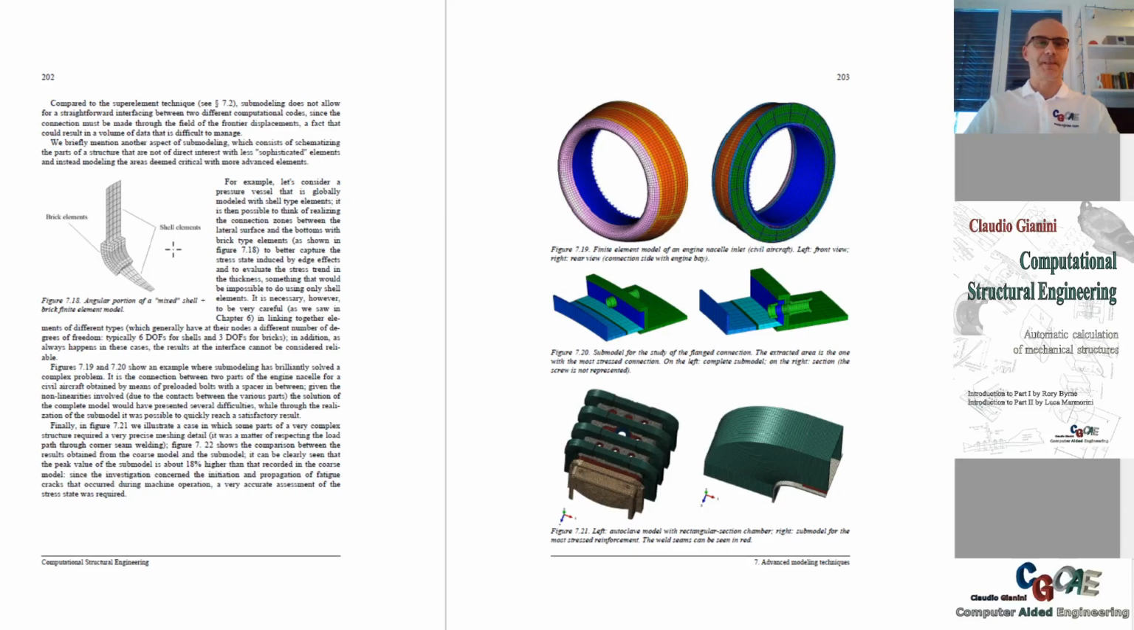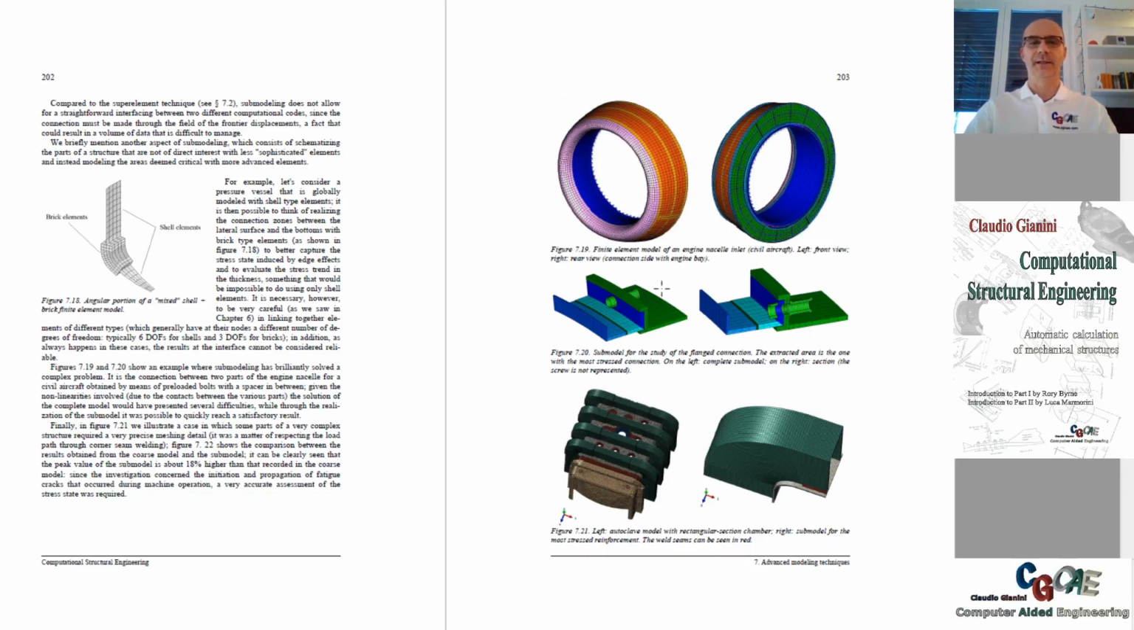Then, still talking about submodeling, as we also saw in chapter 6, we can mix different kinds of elements, which is again a sort of submodeling. For the portion of the model where we are more interested in the stress distribution, we can use the most appropriate elements, in this case brick elements, which will have all the stress components, and then use shells far away from the zone of interest. Here there are a couple of examples of how submodeling has been used.